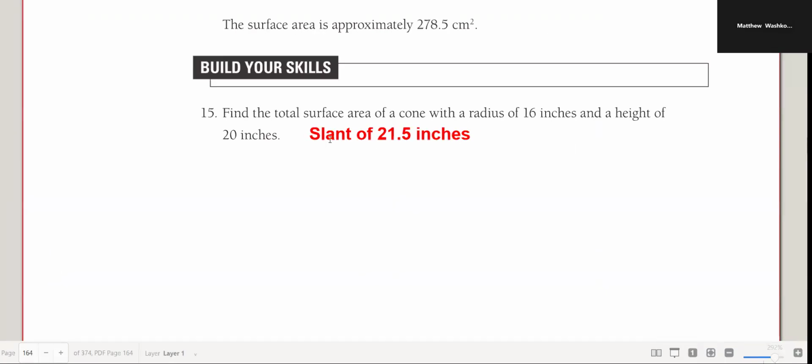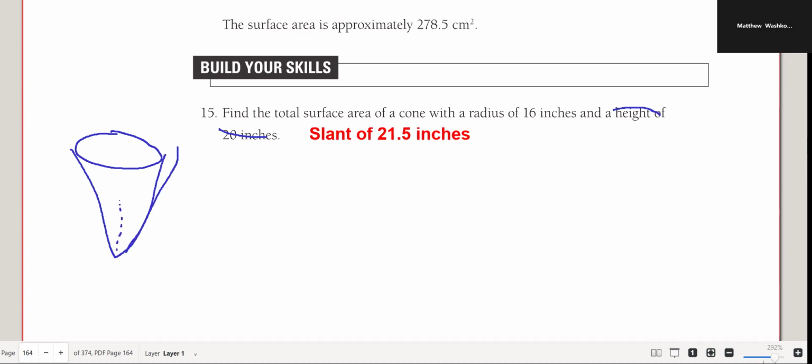All right, so for question 15, you have a slant of 21.5. Use that, right? Height, you don't need that. I'm just going to do this once. The height here is 20, and the radius is 16. So you need to use a slant here of, sorry, not 21.5, 25.6 inches.